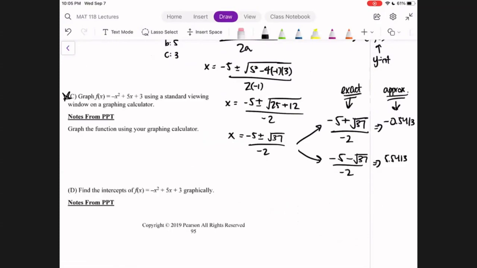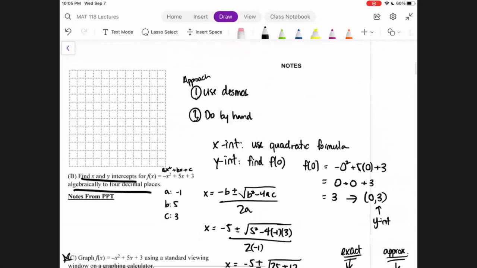Okay, so it says find the intercepts graphically. So that's just graphing at Desmos. Where does it cross the, remember, y-intercept is where it crosses the y-axis, which is the vertical axis. And remember, x-intercepts is where it crosses the x-axis, which is the horizontal axis, okay?